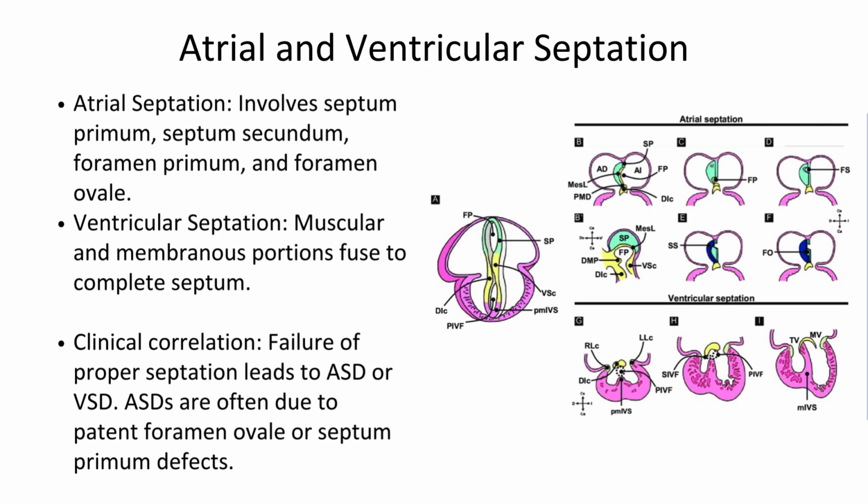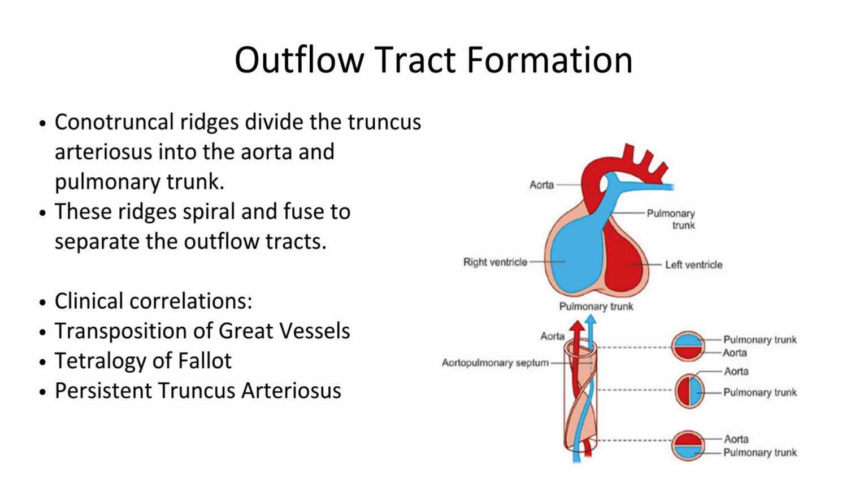Watch out for USMLE questions linking Down syndrome with endocardial cushion defects, which affect both atrial and ventricular septation. Now let's move into outflow tract formation.